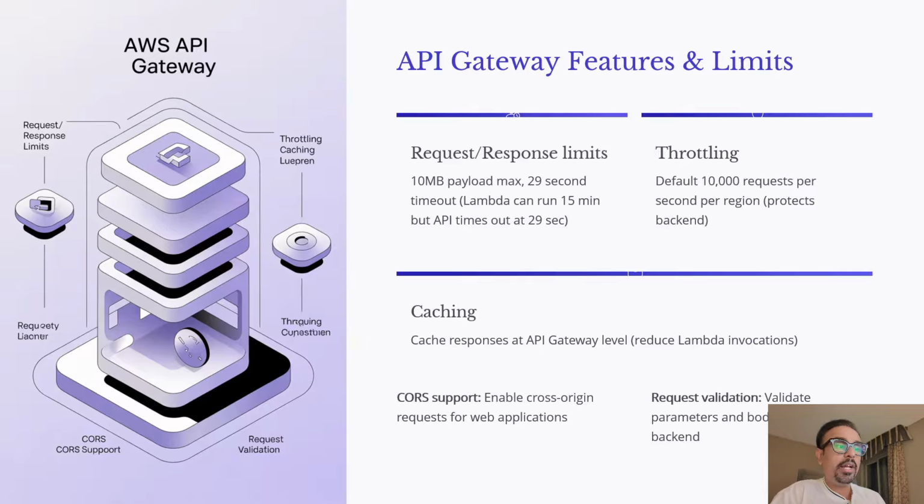By default, API Gateway supports up to 10,000 requests per second per region. This helps protect your backend from sudden traffic spikes or overload. You can also enable caching at API Gateway level, which stores responses temporarily to reduce the number of backend calls, improving performance and saving costs, especially for frequently accessed data.